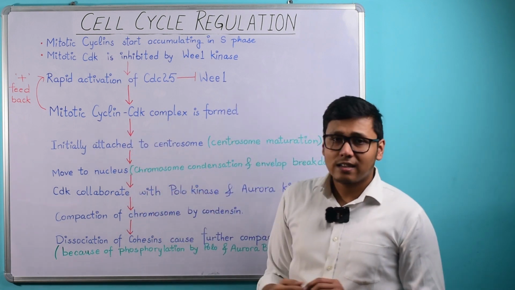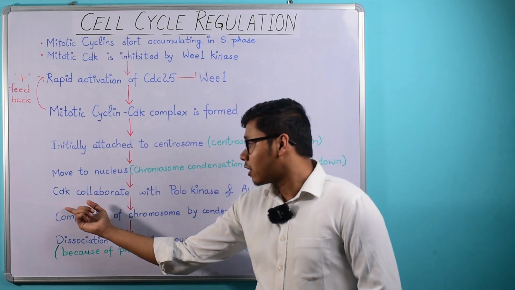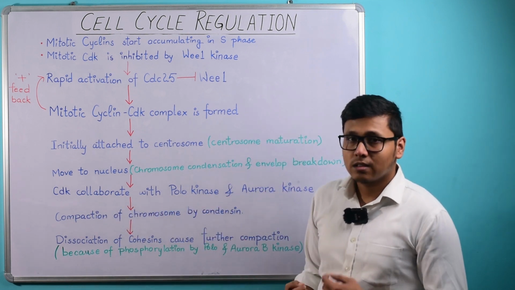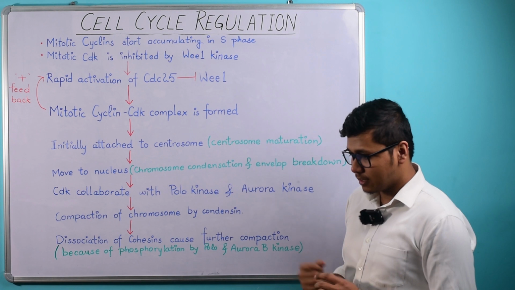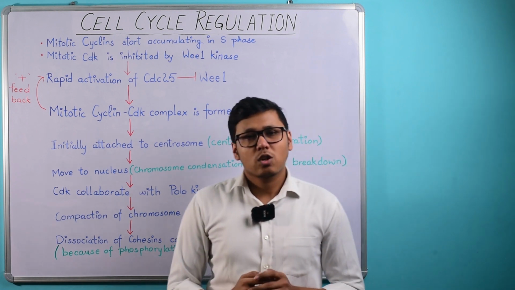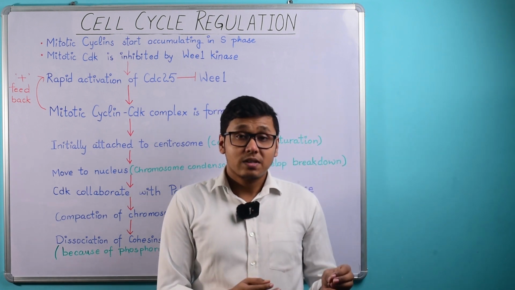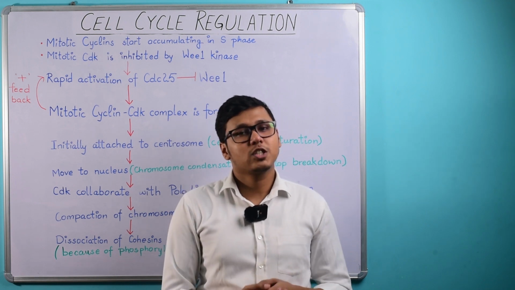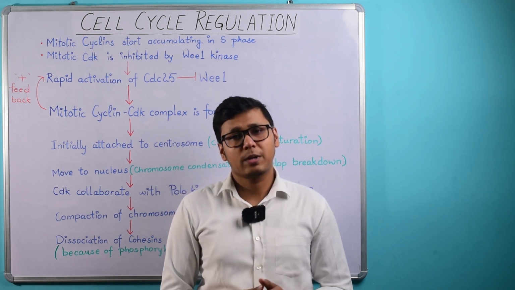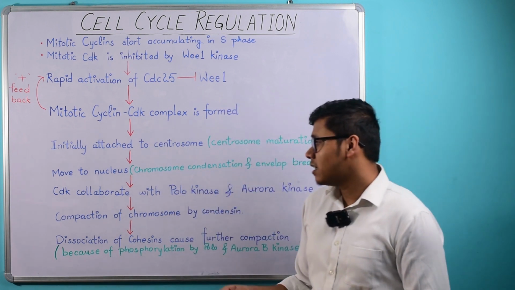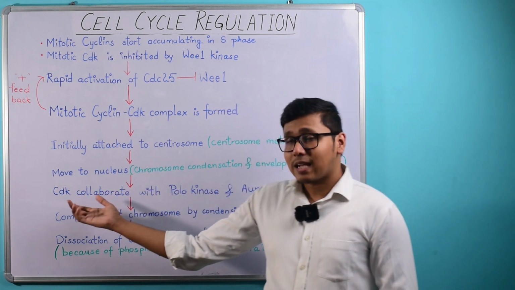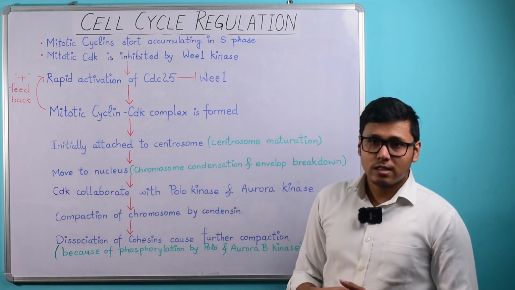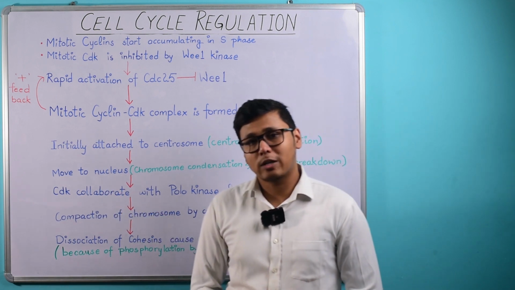What do the mitotic cyclin and CDK do? They form a collaboration with the two other proteins, the polokinase and the aurora kinase. Remember, in the case of S phase, where the S phase cyclin was collaborating with the replication factors to assist in the process of replication. Almost similar mechanism is here as well, where the mitotic cyclin and CDK are collaborating with the proteins of mitosis to assist in the process of mitosis.